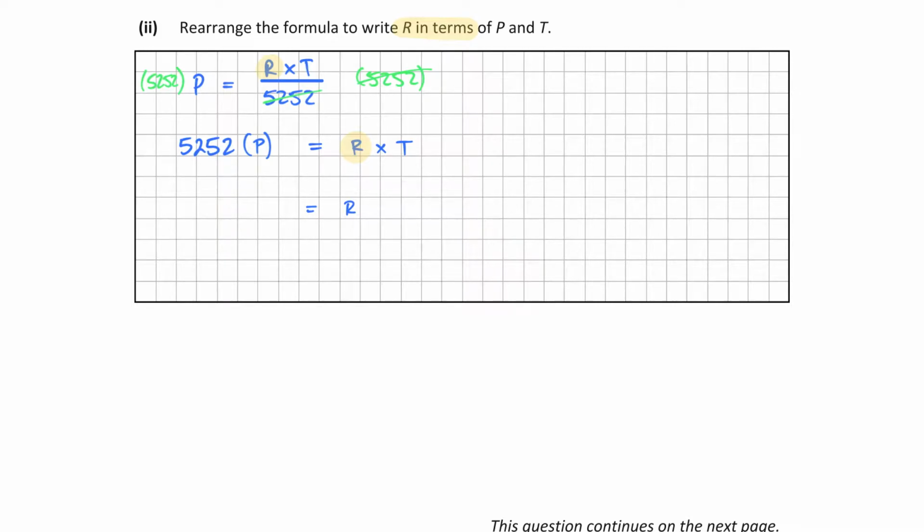So I'll get 5,252P all divided by T. And typically what we do is we make R the subject. So we'll just put down R equals 5,252P divided by T. Okay, and that there was worth 10 marks.